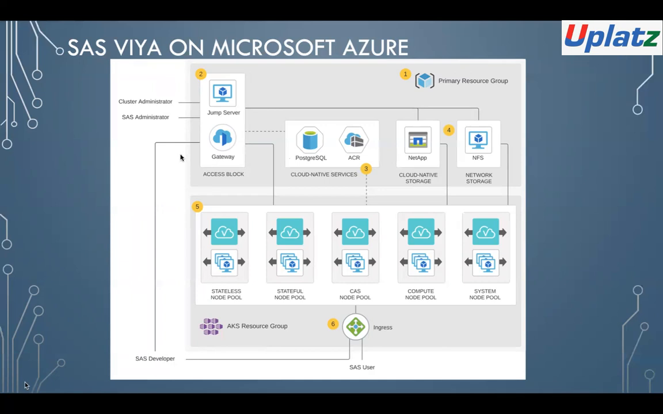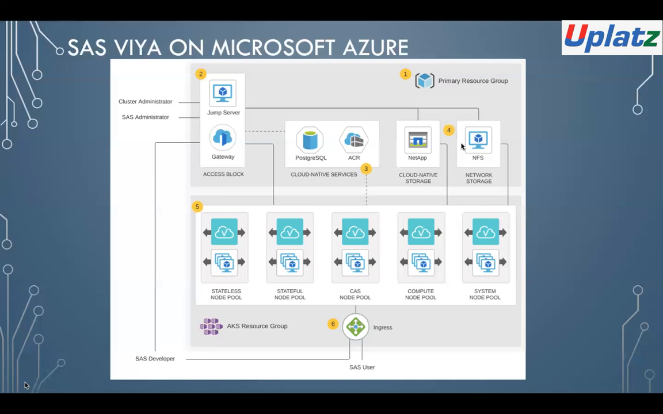And the second part, as you already talked about in the before previous slide, right? The cloud SaaS administrators or cluster administrators use to log in, which is a jump server and a gateway that is used to log into the servers. Then the third part is the cloud native services, which provides operational persistent storage for the SaaS via platform. And here Azure PostgreSQL and Azure Container Registry, ACR, are shown.